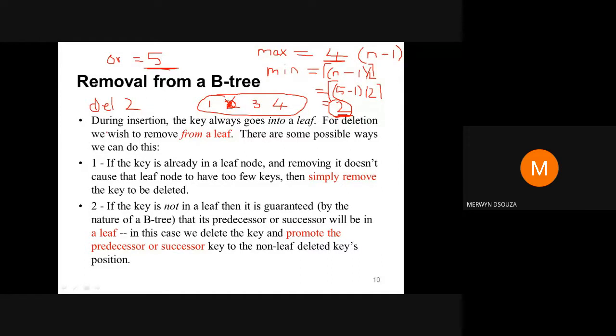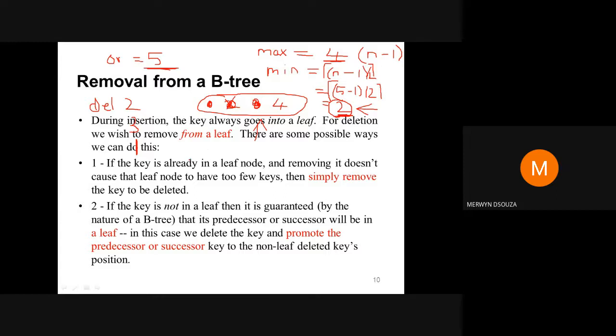Say the next step I say delete 3. Even after deletion of this, I still have 2 keys left here. So I am fine. The property of a B tree is valid, not affected. After that, say I delete 1. When I delete 1, now only 1 key is left here, and the minimum number of keys that I should have is 2. And this is a problem. So that is the way we are going to do the deletion.